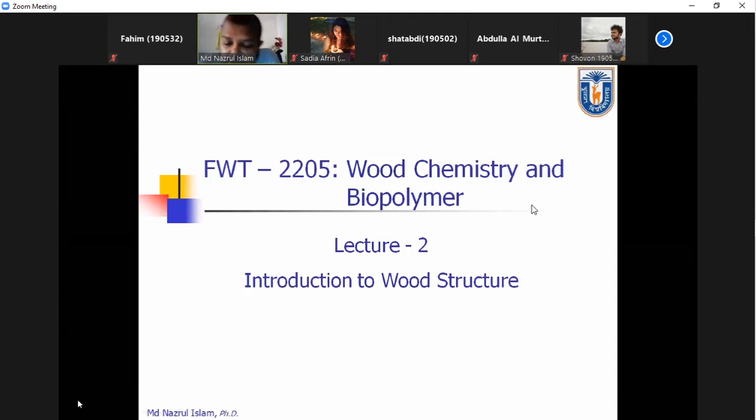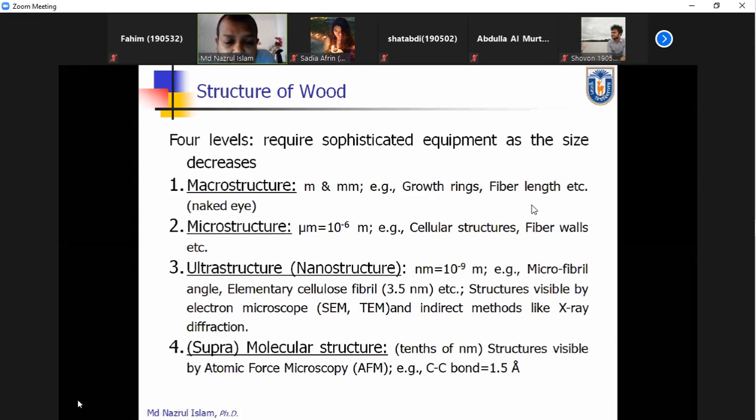So we will just start the class. The first chapter deals with the structure of the wood, which we have discussed a bit in the earlier classes. The structure of wood actually has four different levels of structure.